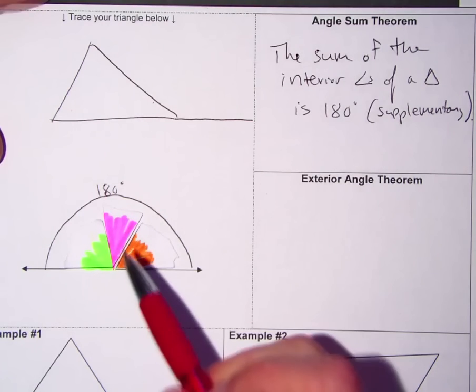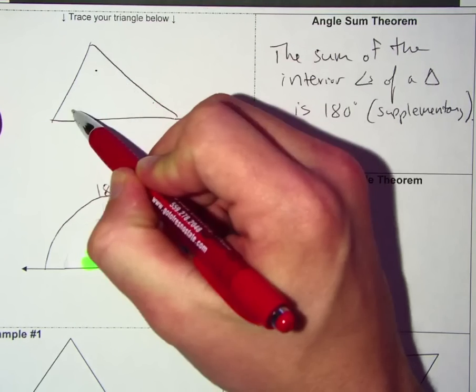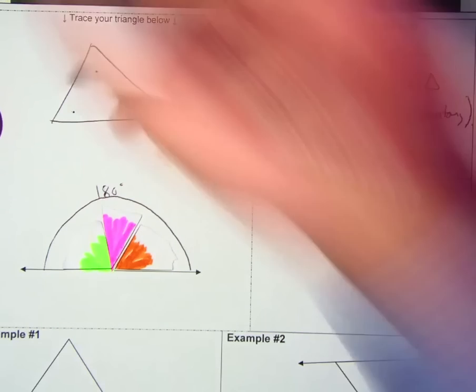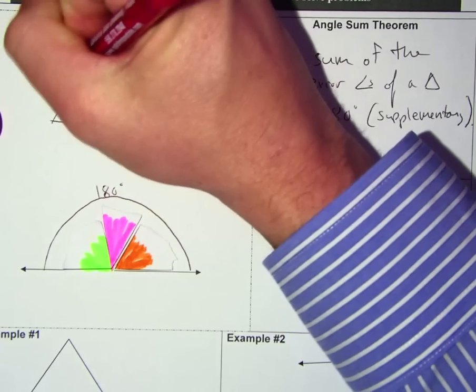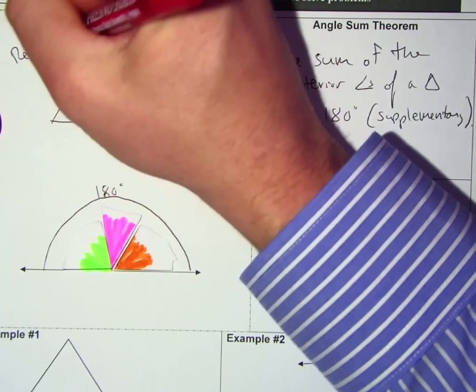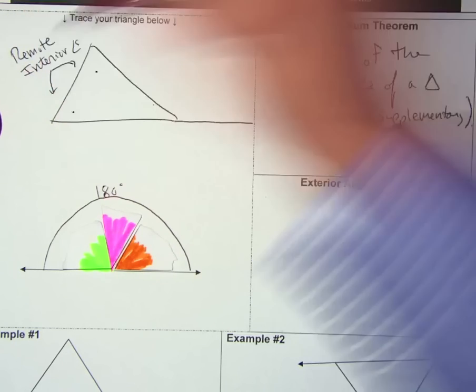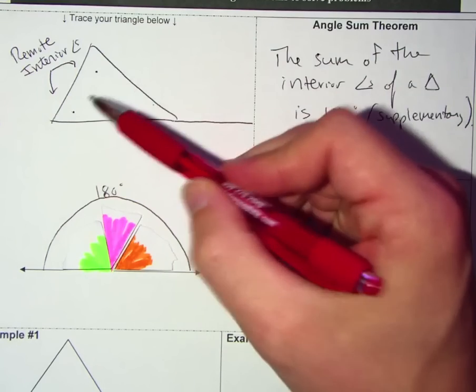Finally, if you take this idea that the three angles will always add up to 180, what kind of process did we just use? What kind of reasoning? Inductive, because we used a bunch of experiments, examples. Take a look what happens. These two angles here on your triangle are called remote interior angles. Remote means far away.